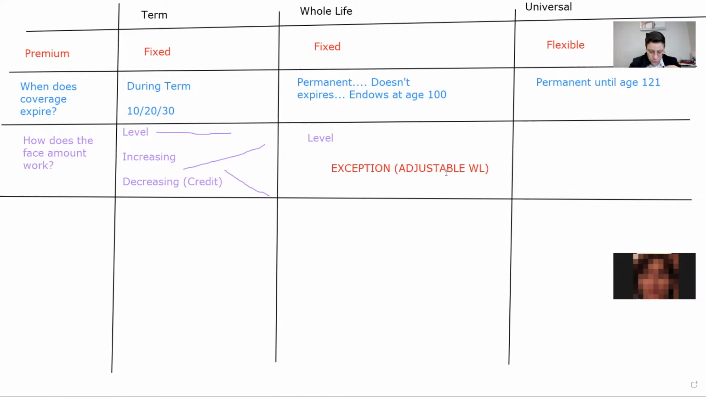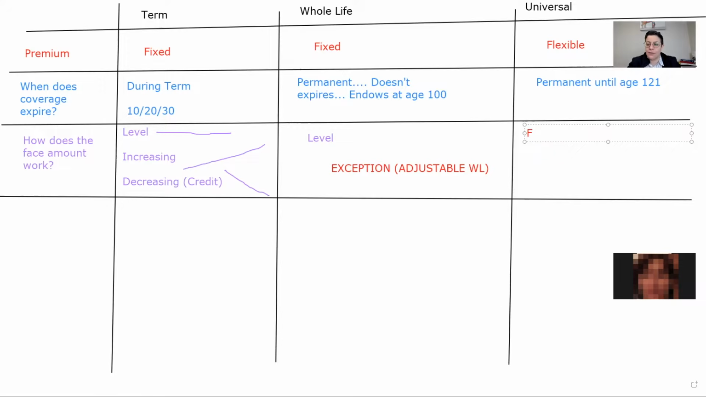Adjustable whole life, you're going to see it twice here. It's literally a whole life, but you can adjust the coverage and you can adjust the premium, and it can actually go down to a term policy, okay? But every other policy, we're going to go through 6 or 7 different types of whole life policies, all of them are level. If they started at 100,000, they're still 100,000 at year 100, because that's the check that the person is going to get, okay?